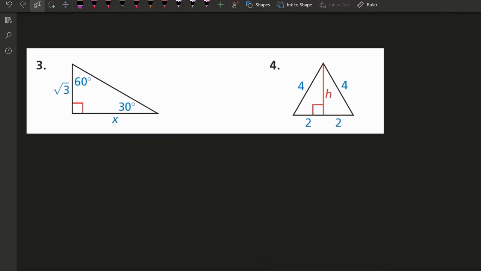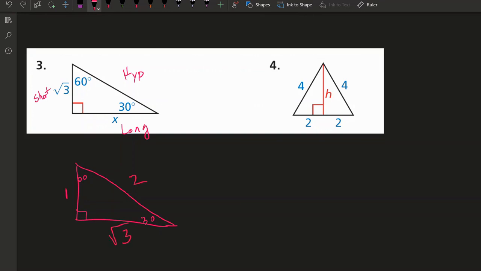Okay, so in this case, I'm looking at number 3. I know this is the short leg, this is the long leg, and this is the hypotenuse. So I'm just going to draw my 30, 60, 90 triangle down here so I can remember. Here's 60, here's 30. If the short leg is 1, the hypotenuse is 2, and the long leg is the square root of 3. So, if the short leg is square root of 3, in order for me to figure out the long leg, I have to multiply times the square root of 3. So that means this side right here would be the square root of 3 times the square root of 3, which is the square root of 9, which is 3.